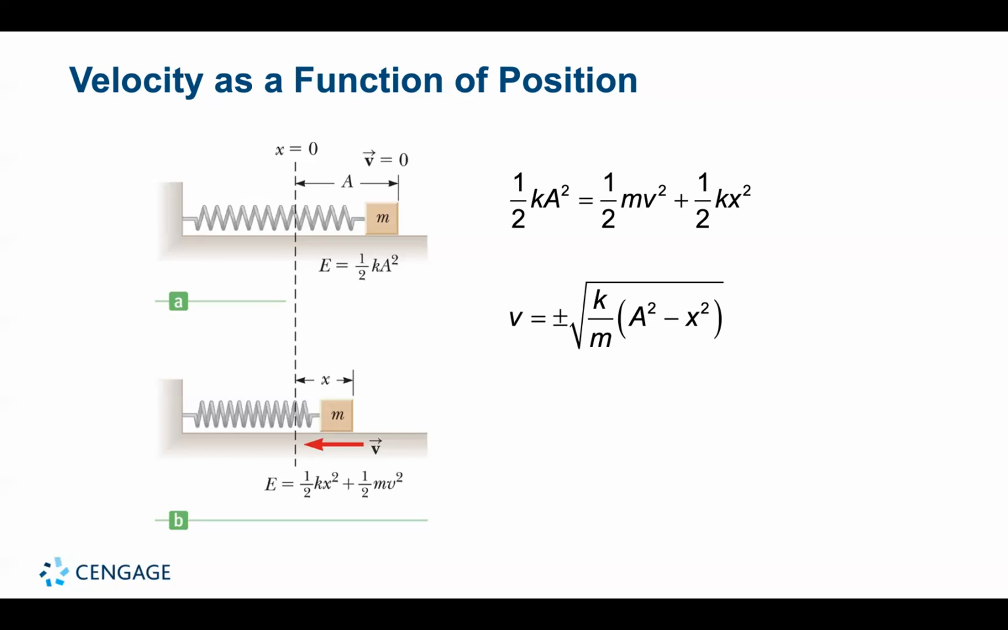This expression shows that the object's speed is a maximum at x equals 0 and is 0 at the extreme positions, x equals plus or minus A. Because the square root of the number can be either positive or negative, if the object in the figure is moving to the right, v is positive. If the object is moving to the left, then v is negative.